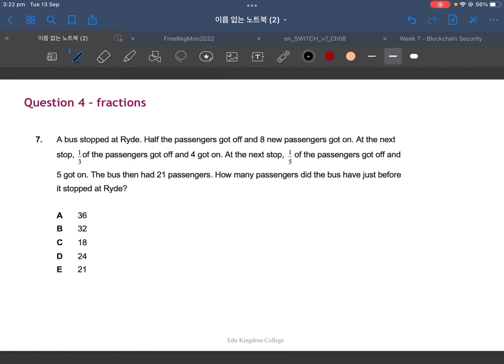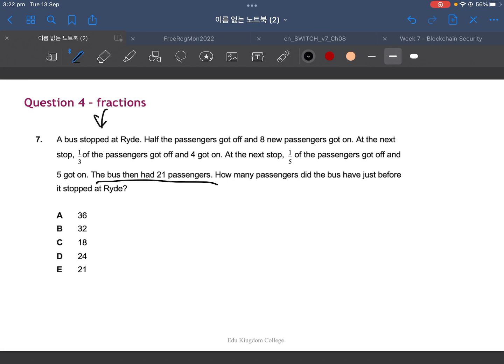Fractions. Now this question, I'm sure you guys can read. The most important section here is actually the fact that we have 21 passengers left, okay? We don't know how many passengers there were originally, but we know that there are 21 passengers left. So let's work backwards to find out how many passengers there were originally.